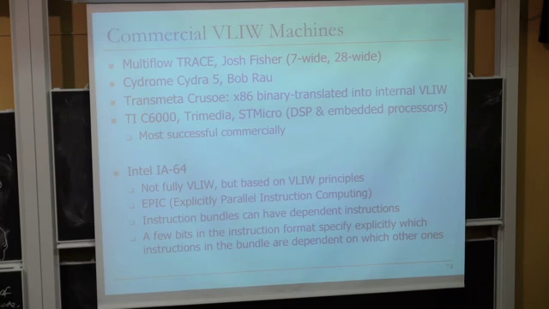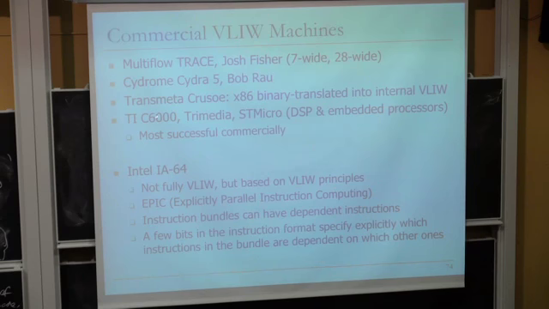So people have actually built these machines. These two were some of the early machines that were not successful. I talked about Multiflow Trace. Josh Fisher went on to build these machines, and he actually tried to build a 28-byte machine also. Transmeta Crusoe that we talked about earlier translated x86 code into internal VLIW format.